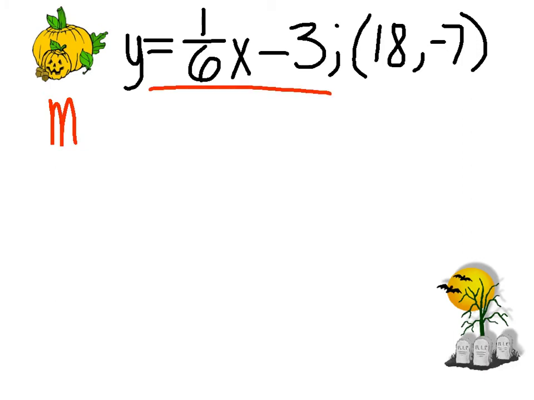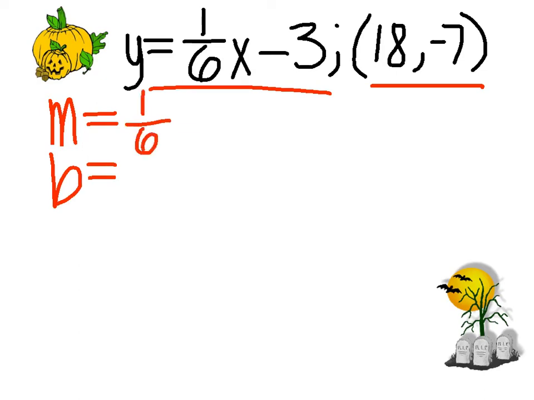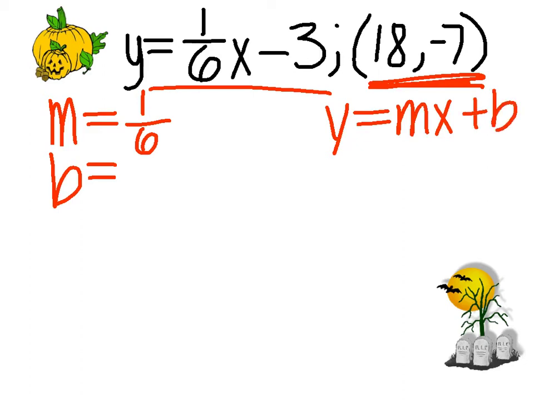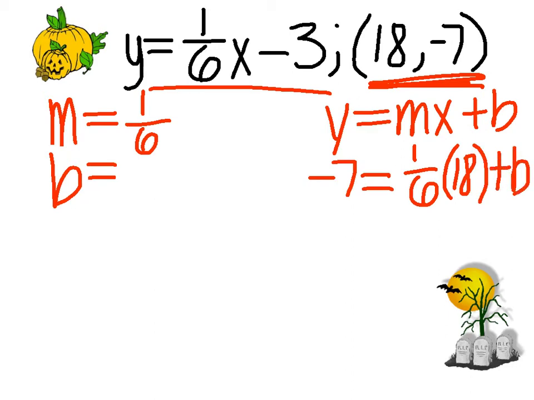Alright, we're looking for a line that's parallel to our line here, and that moves through this point. What's our slope of our new line? 1/6. Okay, to find our y-intercept, we're using our point. We need to plug everything we know into y equals mx plus b. What's our slope for our new line? 1/6. Alright, what do we plug in for y? -7, right. What do we plug in for x? Alright, what's 1/6 times 18?